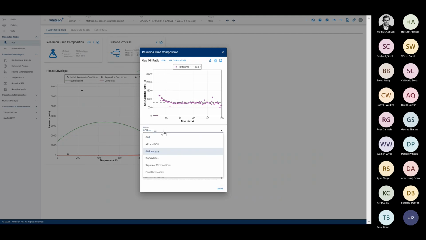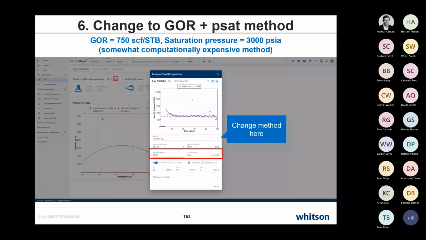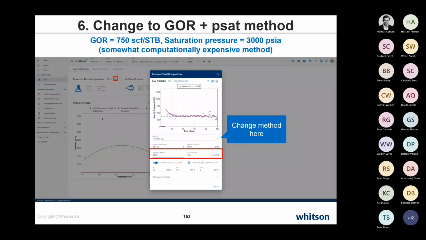So to do that, just change the method to GOR and saturation pressure, and then you change this value to 3,000. Once you're done with that, you click Save. This method is a little bit more computationally intensive. While the other ones take 2-3 seconds, this probably will take 15 to 20 seconds, because it's a little bit more involved computationally.